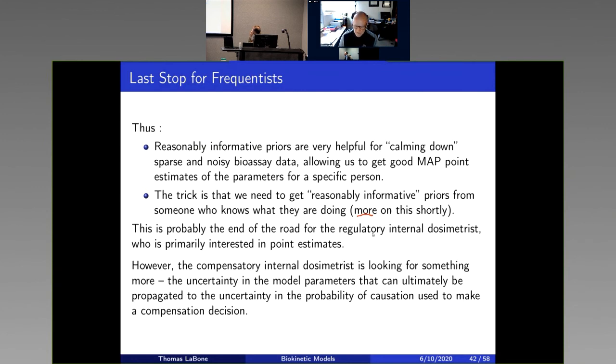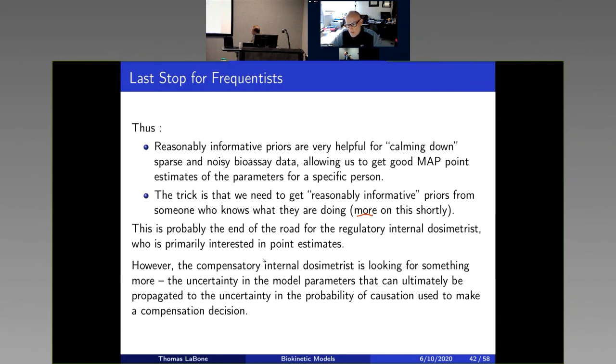This is probably the end of the road for regulatory internal dosimetrists because we're only interested in the point estimates, because anything else like uncertainties really has no role in the regulations. If you get a speeding ticket, the officer doesn't quote the confidence interval for how fast you were traveling. He says you're over it, and so you get a ticket. The regulation works that way also. There's no discussion of what regulatory role uncertainties in any of these parameters play.